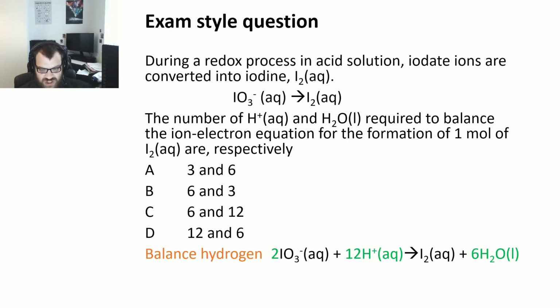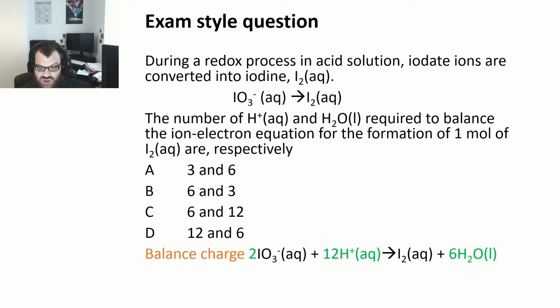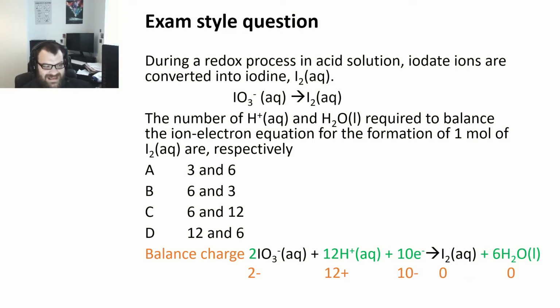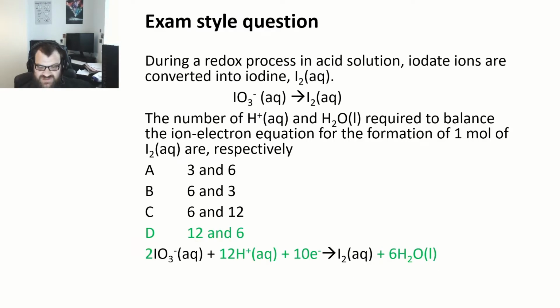We then look at our charges. We've got 2 negative and 12 plus on the left-hand side, and we've got 0 on the right-hand side. What we want to do then is eliminate those extra 10 plus, 2 minus 12 plus, 10 plus. So I'm going to add 10 electrons to that left-hand side, and that's going to make it 0 on both sides, successfully completing my ion-electron equation. We're asked about H+ and H2O, therefore it's 12 and 6, which gives us the answer of D.